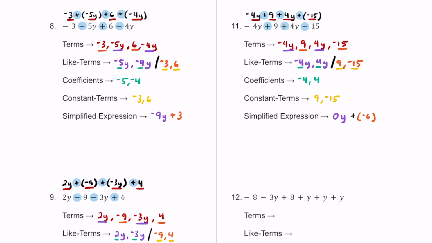Since negative 4y plus 4y, they're opposites, they add to get 0y, so we actually don't write 0y. And then instead of writing this plus a negative 6, that's really the same thing as minus 6. So we can just have a final answer here of negative 6. Again, 0 times y, or 0 times anything, is going to be 0. Or you can say that if you add these opposites, you just get 0, right? That's also another way to think about that.